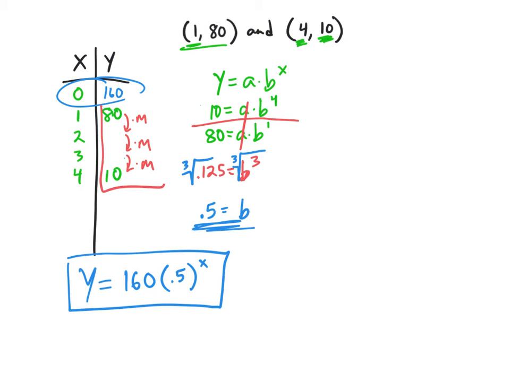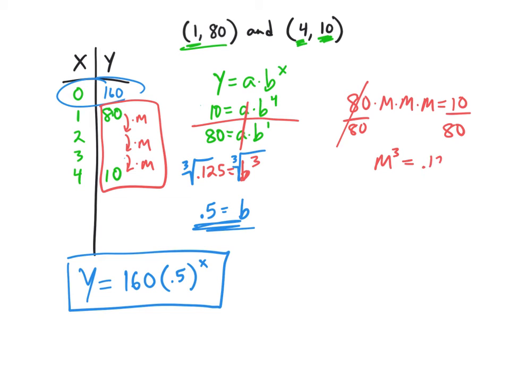I'm going to take this and turn it into an equation. 80 times m times m times m equals 10. Let's get the m's by themselves. Divide by 80. We have m times m times m. Let's shortcut that to m to the 3rd. We have 10 divided by 80. Does that sound familiar? I hope so. 0.125. How do we solve a 3rd power? We're going to take the 3rd root.